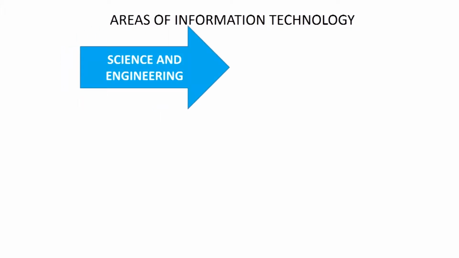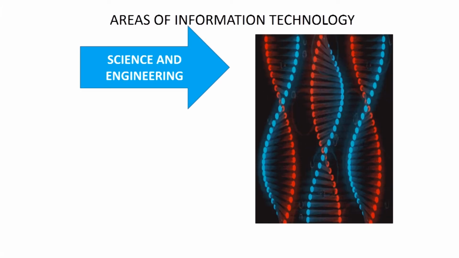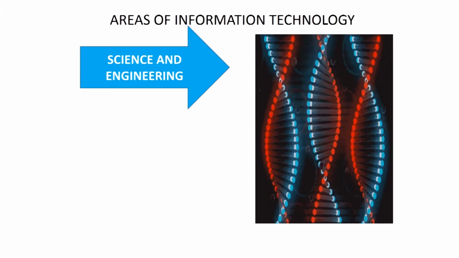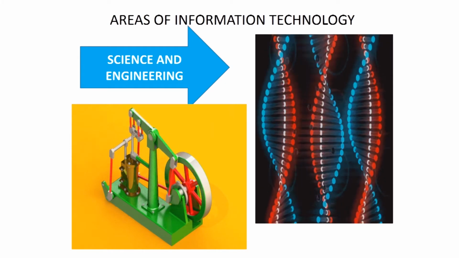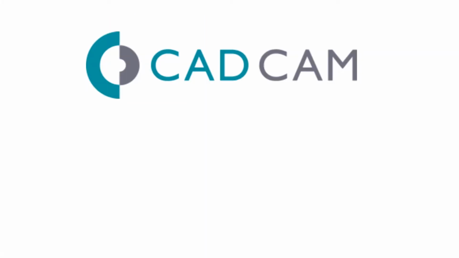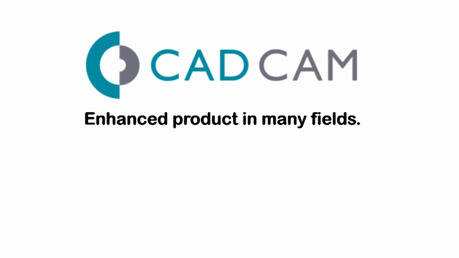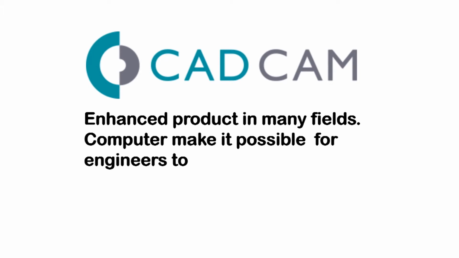The very first one is science and engineering. Scientific progress in fields like biotechnology is entirely dependent on computers and microprocessing control devices. Computer-aided design and computer-aided manufacturing programs have led to enhanced products in many fields. Computer programs make it possible for engineers to analyze designs of complex structures.